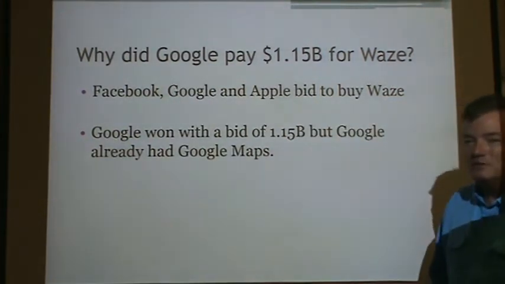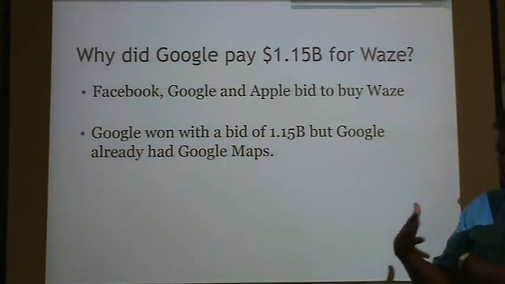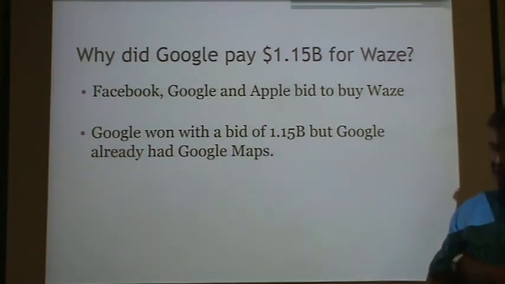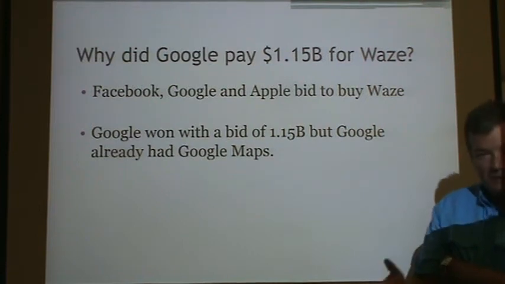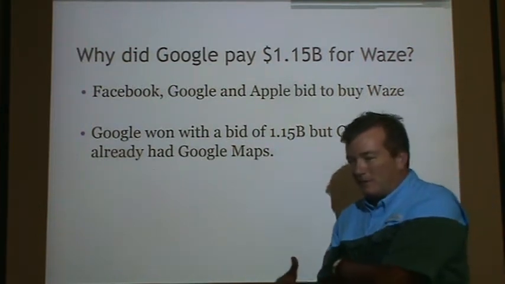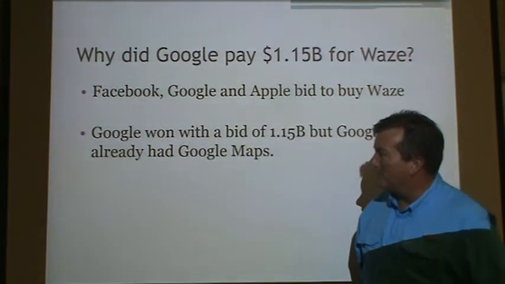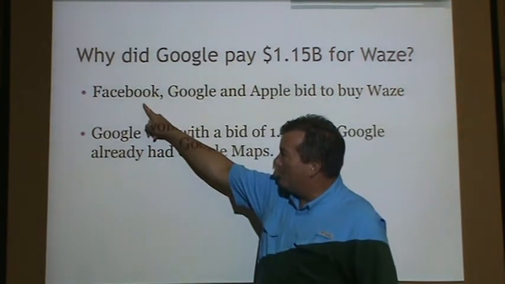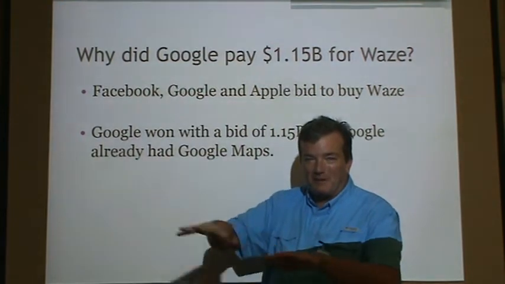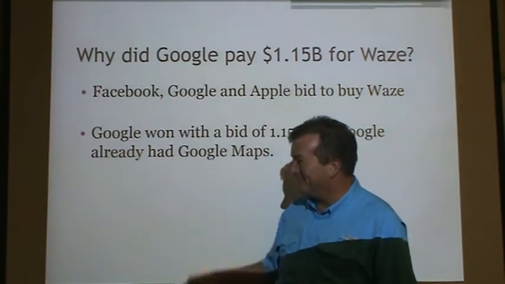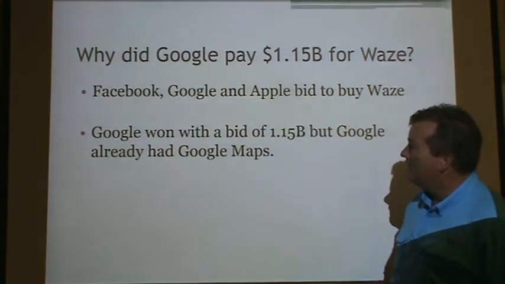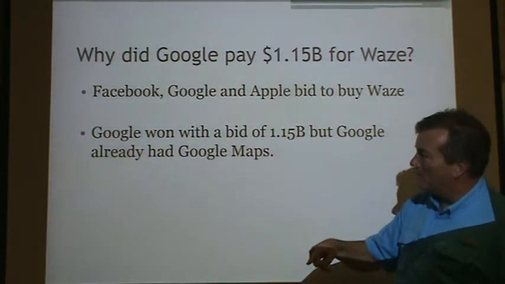Okay, so Google already has maps. So why would they want to buy a second thing that does something similar, but you say it's better? Why would they want something that's a little bit better than something they already have? Why would they pay a lot of money for it? Why would Facebook want to buy it? They're not in the business of telling people where to go. That's Google's business. And Apple, why would they want to buy it?